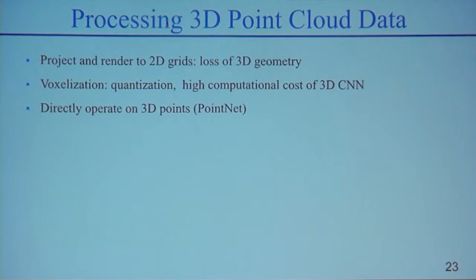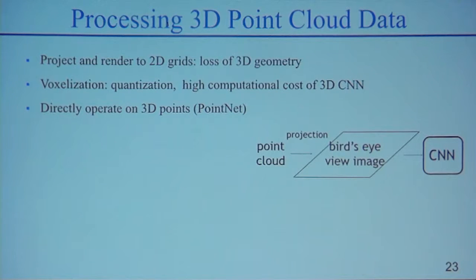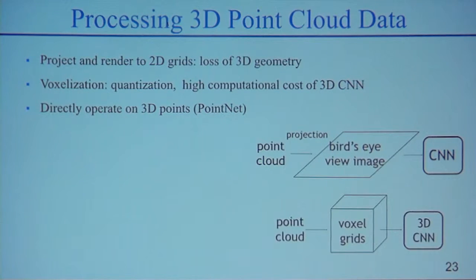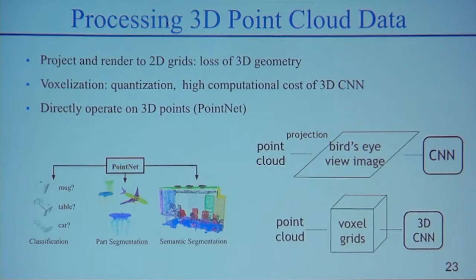So how do we actually process 3D point cloud data? If you think about it, there is X, Y, Z, plus intensity, so it's not in a regular grid like the camera. People typically project into 2D and render a 2D image, and then run their favorite CNN architecture, or quantize the points into voxel grids and then run 3D convolution. There's some recent work which says that these are not very good at keeping the shape information. So instead, we're going to do operations on points directly.